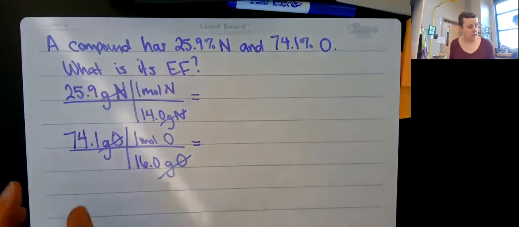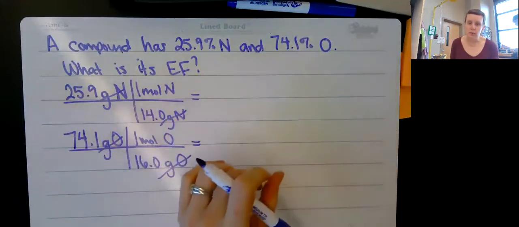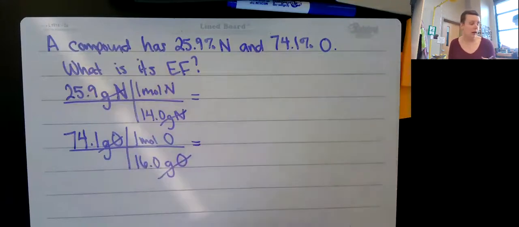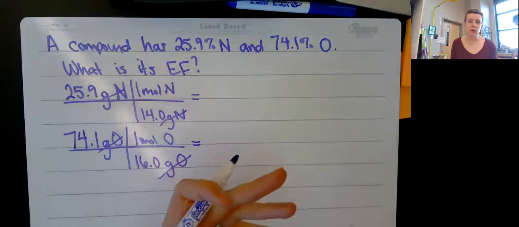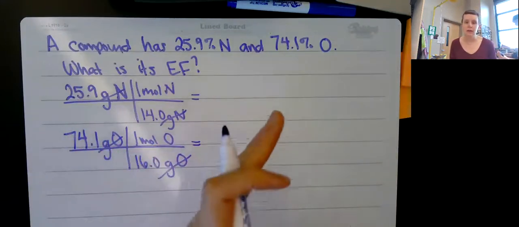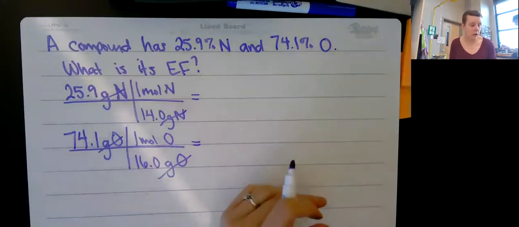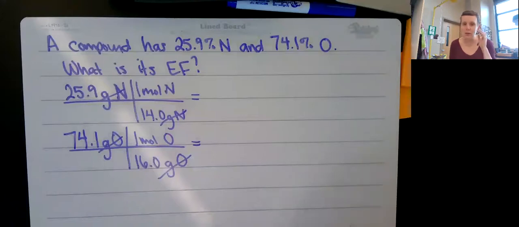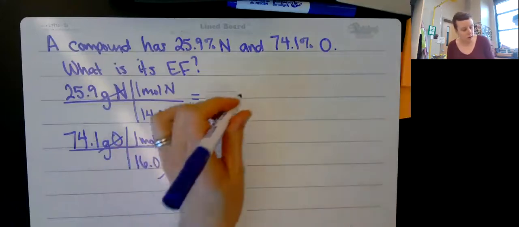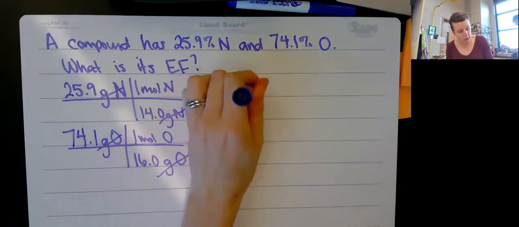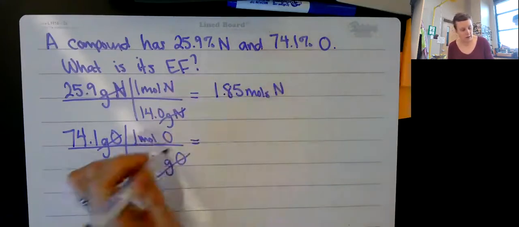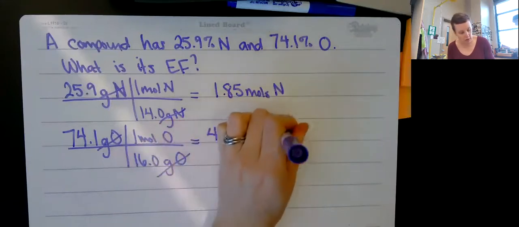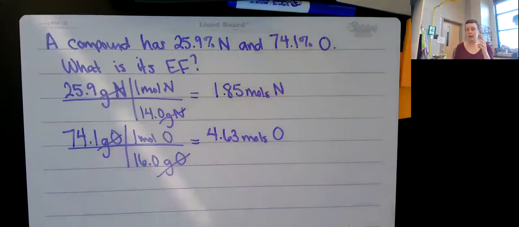All right, sig figs aren't super important on these problems. In fact, the more sig figs you keep, the more accurate your answer will end up being. Again, we're looking for a formula at the end. We're not really looking for sig figs. We're not gonna look at the moles, we're gonna look at the formula. So if you keep more sig figs, you'll have a better chance of getting the right ratio. Just keep that in mind on other problems, okay? So this one ends up being 1.85 moles of nitrogen. This one ends up being 4.63 moles of oxygen. Step two is done.